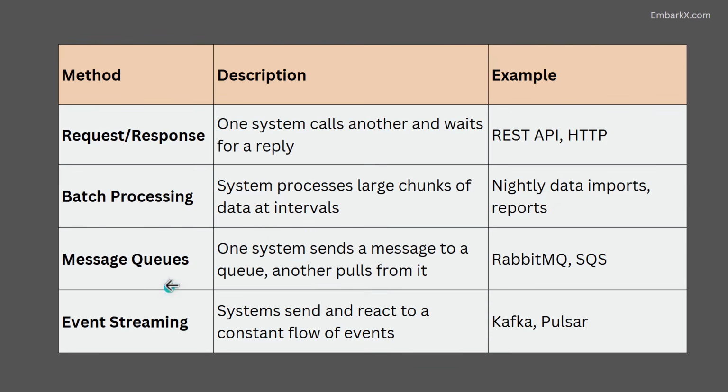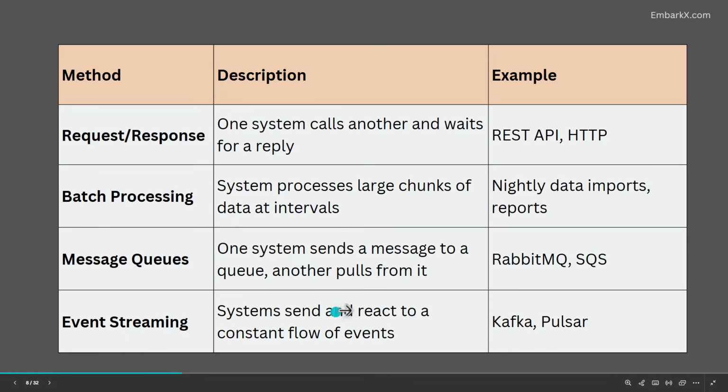okay? Then you have something called message queues, wherein one system will send a message to a queue, and another system pulls data from it. So that is the concept of a message queue. And there are examples of message queues, like RabbitMQ is one popular one, okay?